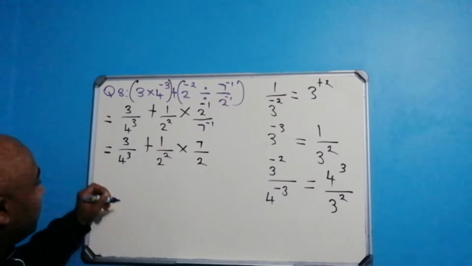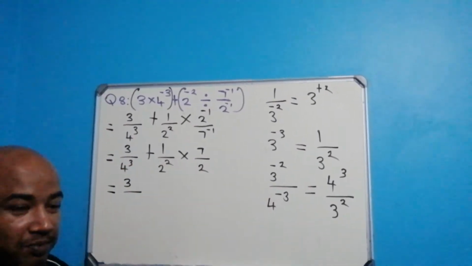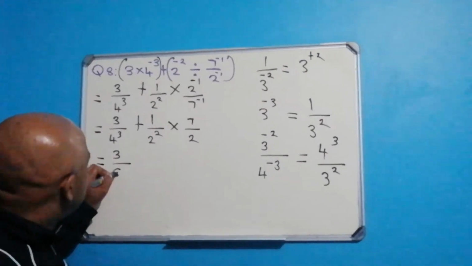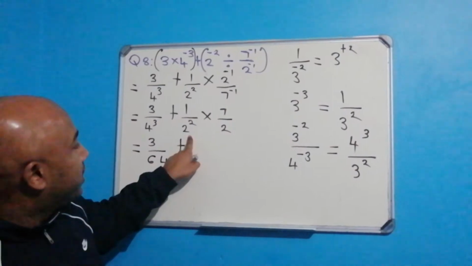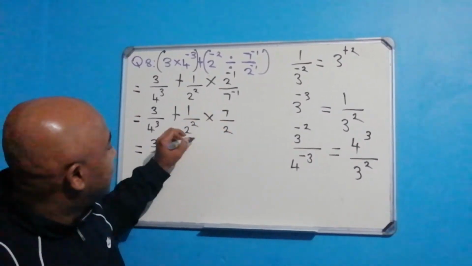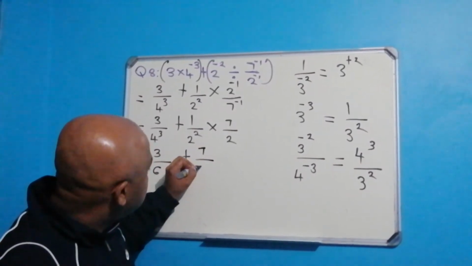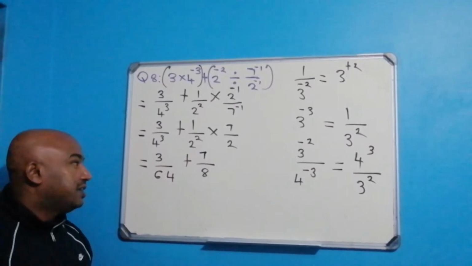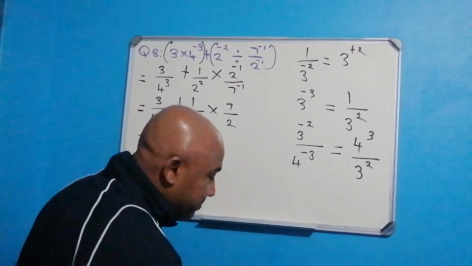Alright, so now this is the same as 3 divided by 4 cubed, means 4 times 4 times 4. 4 times 4 is 16 times 4 is 64. Plus, here we got a fraction. 2 squared is 4. So 1 times 7 is 7. 4 times 2 here will be 8. Okay, so now finally we can add these two fractions.